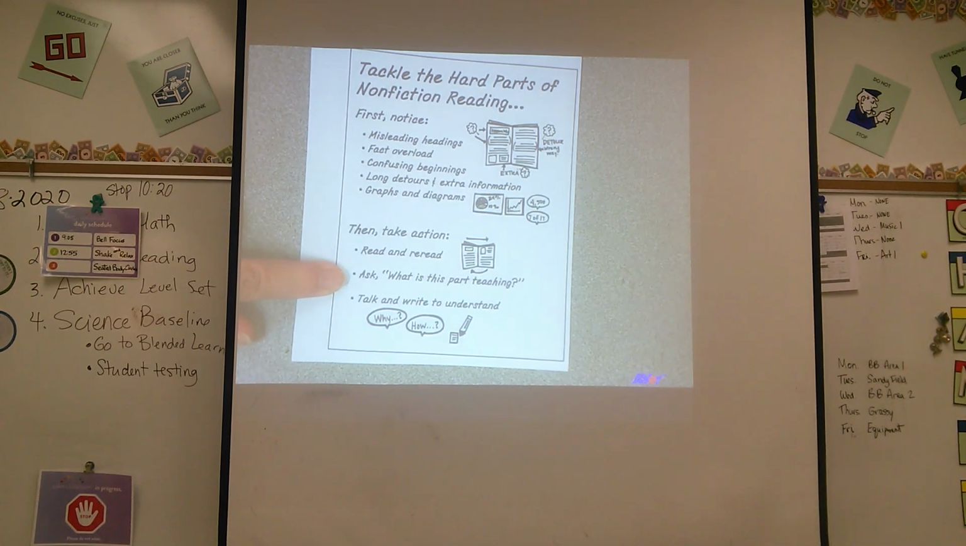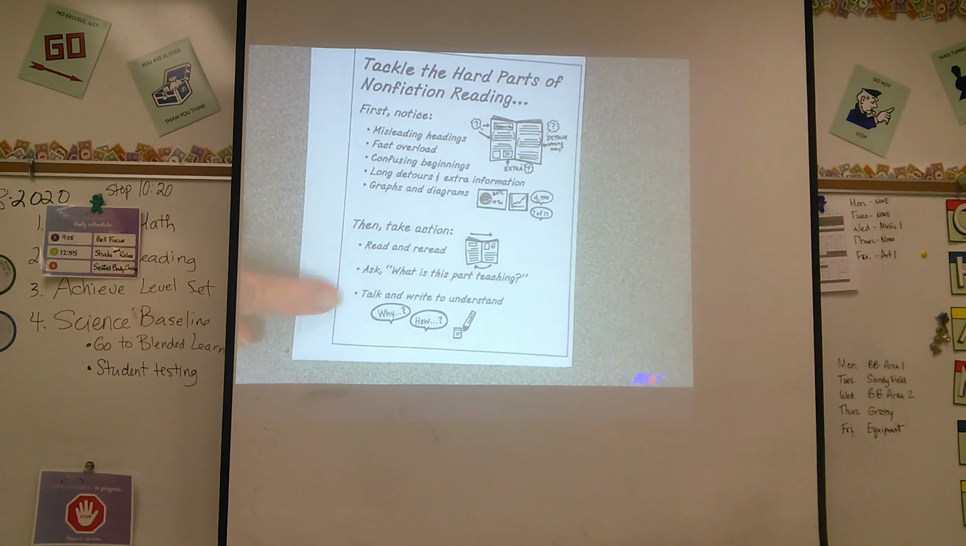Ask yourself, as you're reading the sections, what is this part teaching me? What is the author trying to tell me here? And then you discuss with somebody, or you write down and journal about what you're learning, because that is going to help to increase your understanding. You ask questions like why, how, what's missing here, like Elizabeth pointed out, with some missing text features that certainly would have helped a reader to understand things better.